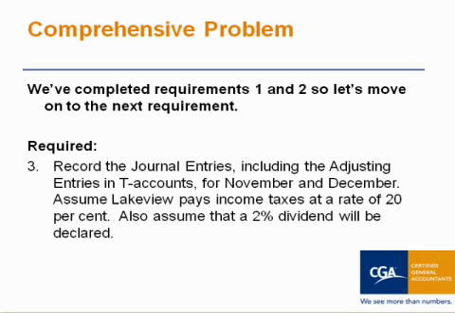So we've accomplished and completed tasks 1 and 2 of the required. So we can move on to the next 4 requirements actually, and in particular we'll start with requirement 3. Requirement 3 was to record the journal entries, including the adjusting entries in key accounts for November and December. Now remember, you've already completed October, so you should be quite familiar with this particular task.